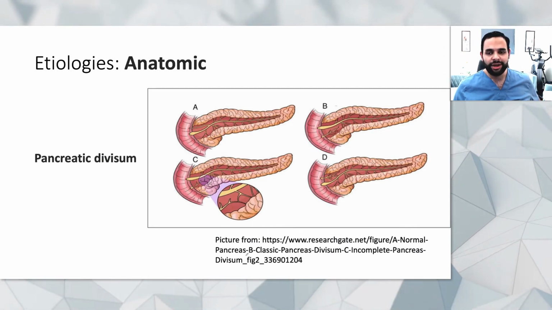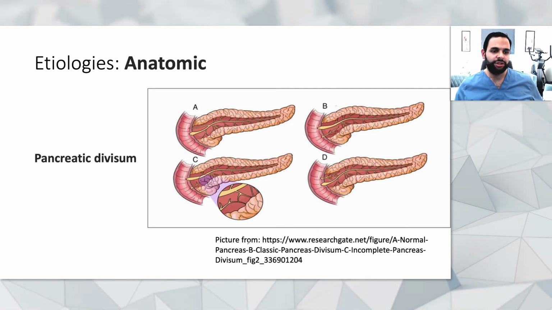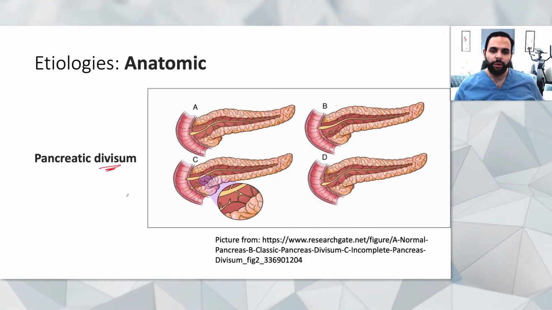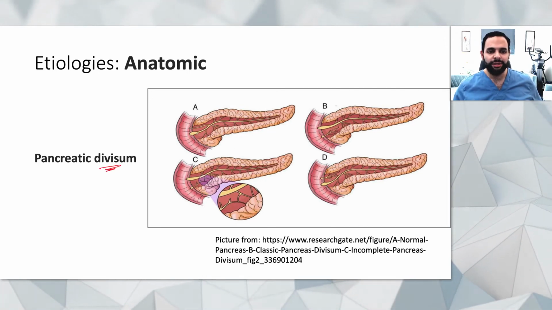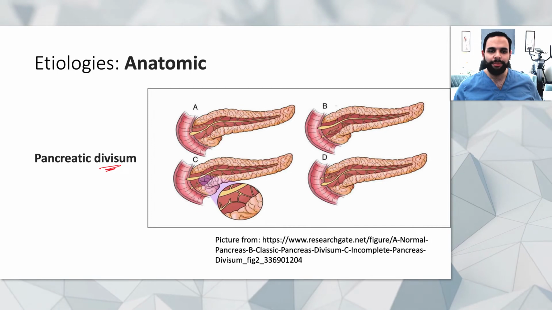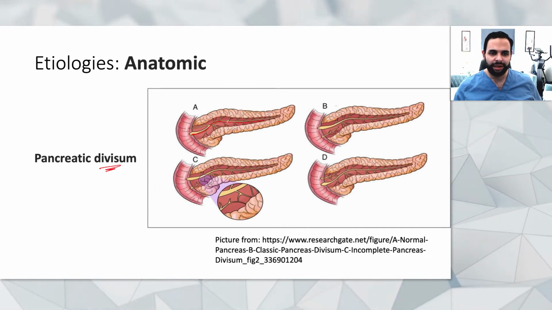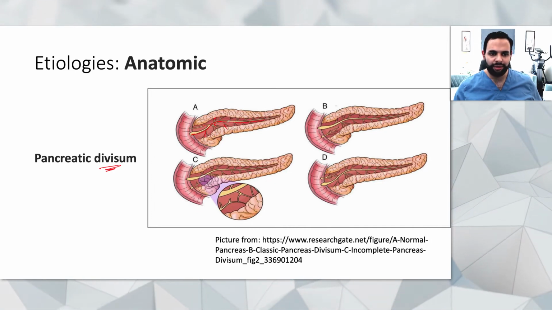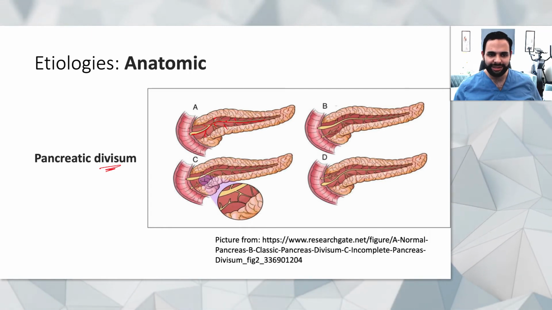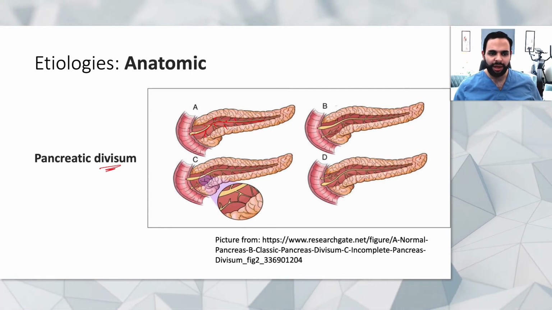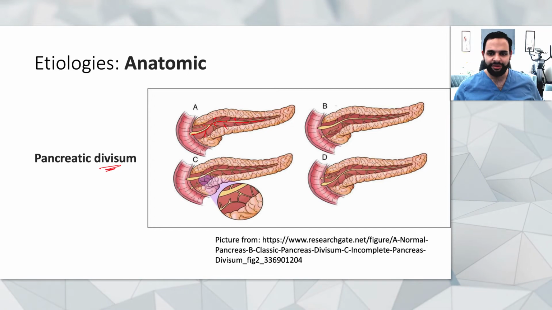So another etiology is an anatomic etiology, pancreatic divisum. So let's look at this image. You see a normal pancreas is here. You have a singular pancreatic duct, and then branches coming off on each side that's collecting from the acini and emptying in a beautiful way through the sphincter of Oddi and the ampulla of Vater.